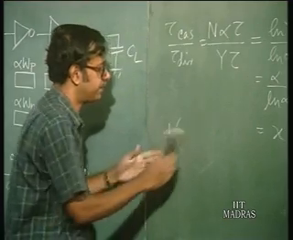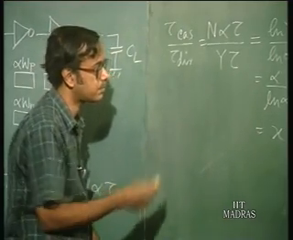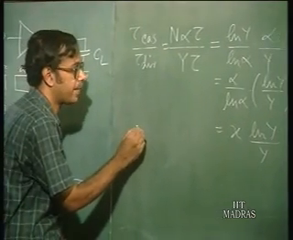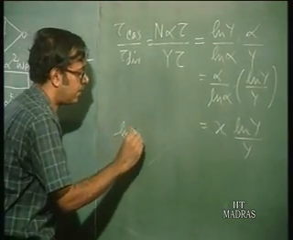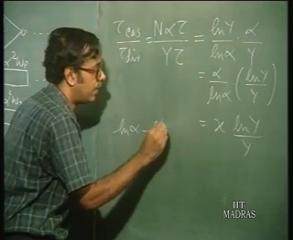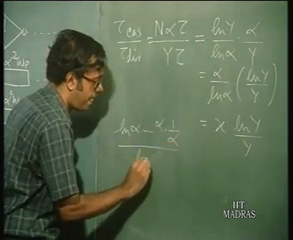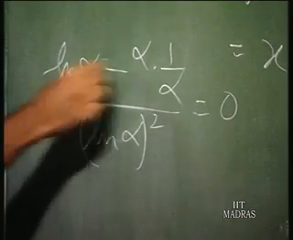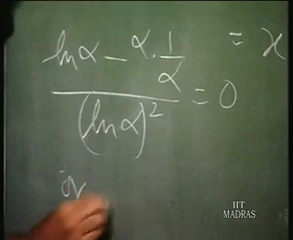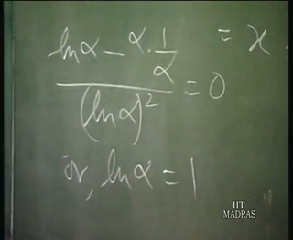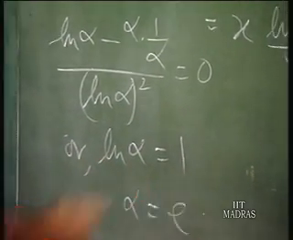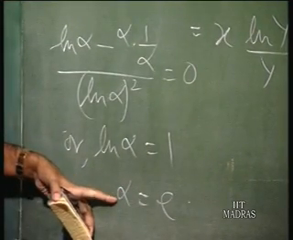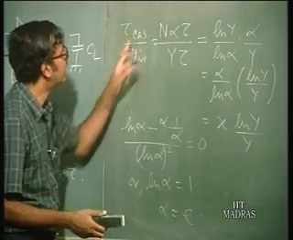If you differentiate this alpha by ln alpha, what do you get? You have ln alpha minus 1 over ln alpha squared, which means that ln alpha is equal to 1, which means that alpha is equal to e. All right. So, if alpha is equal to e, then what is this tau cascade by tau direct?